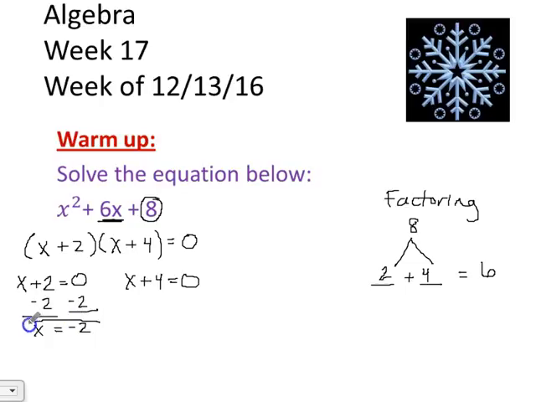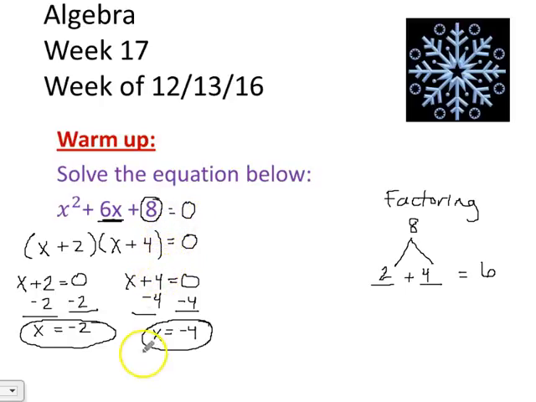That's one of our answers. And then for the other answer, we're going to subtract 4 from each side to solve for x, and we get x equals negative 4. So we've got two answers: x can be negative 2 or x can be negative 4. And if we plug in either of those values for x into our original equation, they'll be equal to 0. I should have put equals 0 in that to begin with. I apologize for that. All right, so that is a good review of factoring from last week.